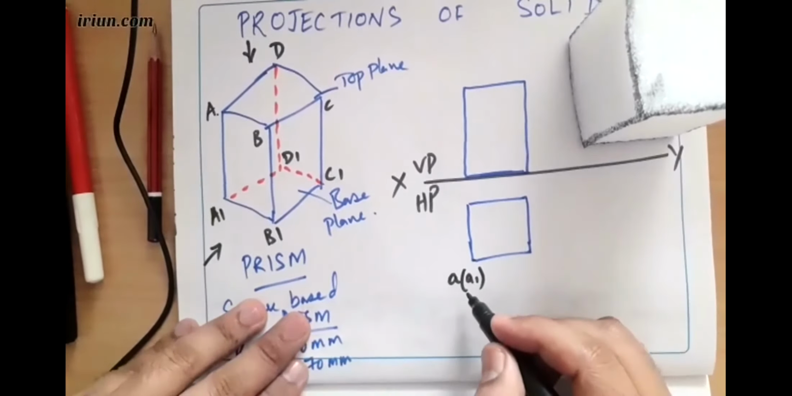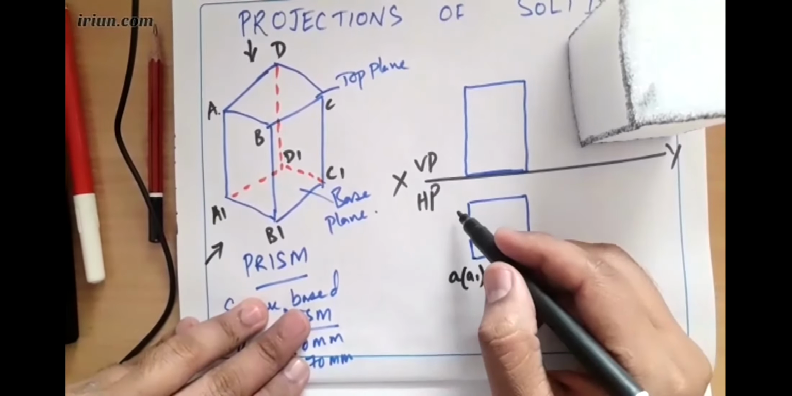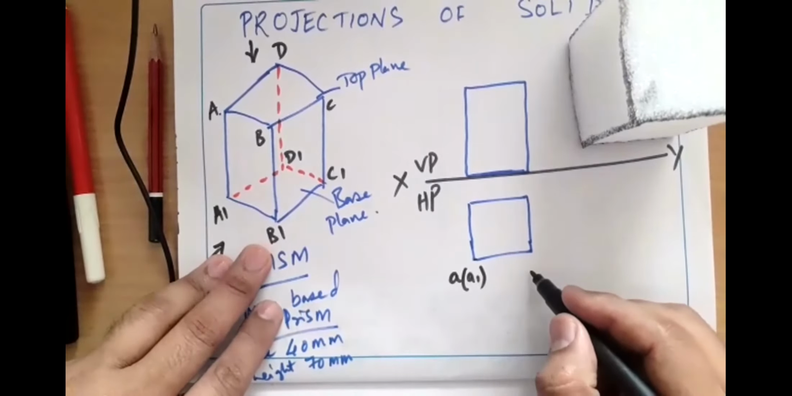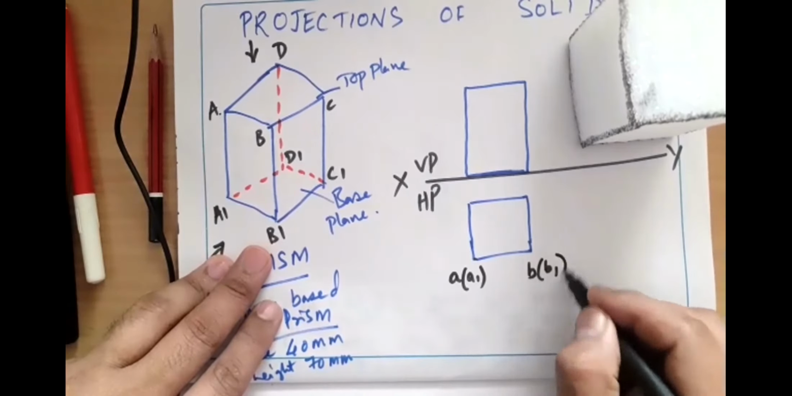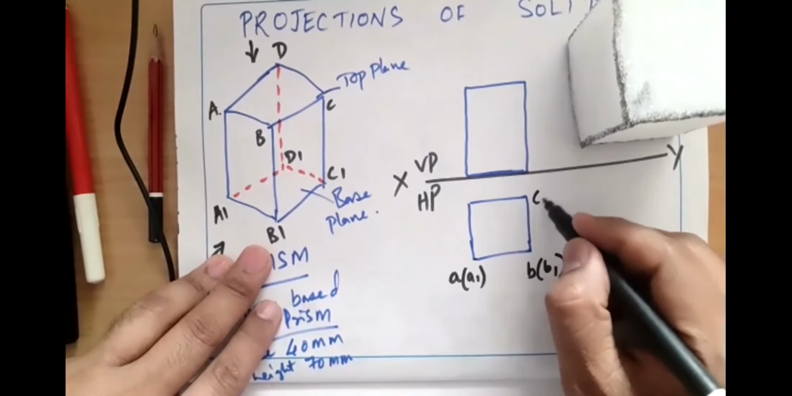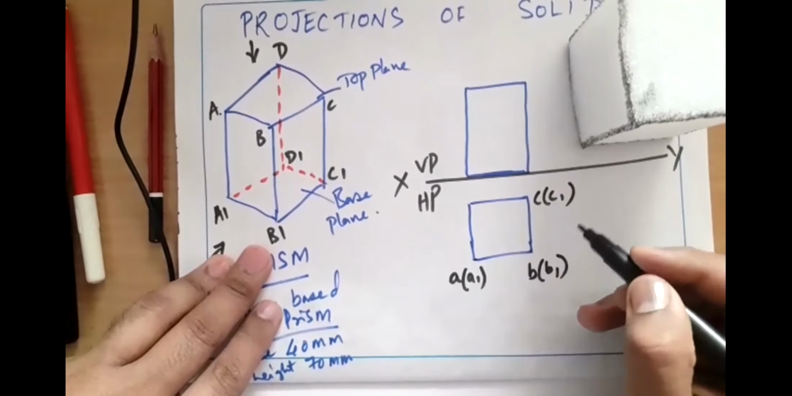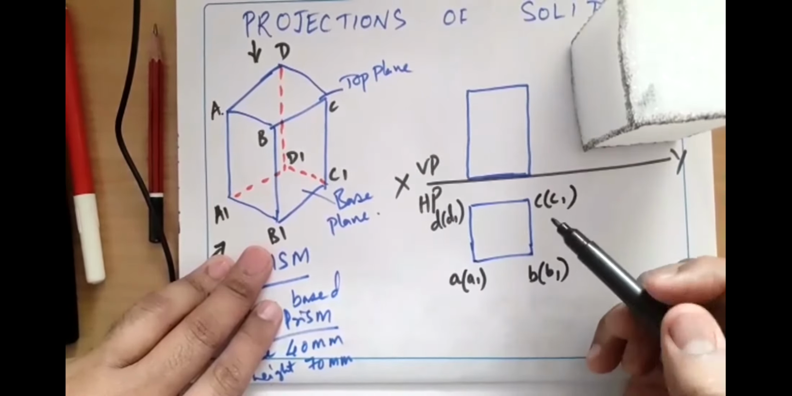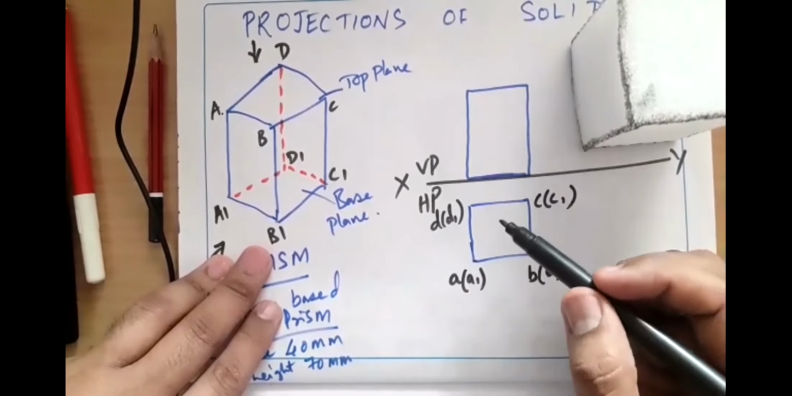Next, after A, this can also be B. I'll consider this one. What is the next one? b of b1. Next, c of c1. Next, d of d1. Now, this front view is very, very important.